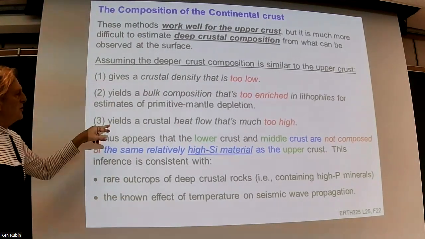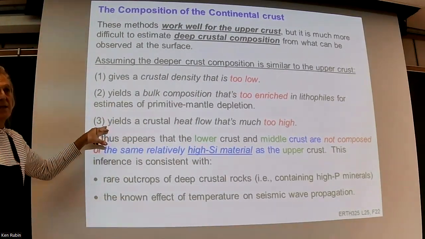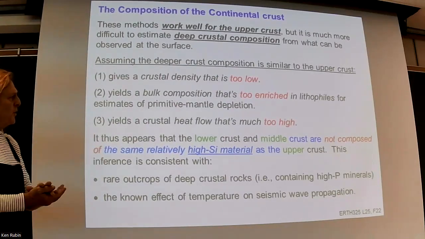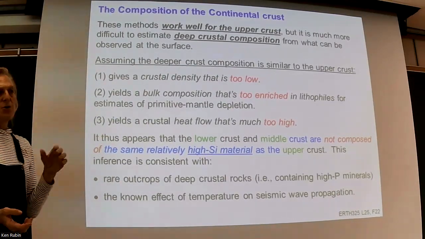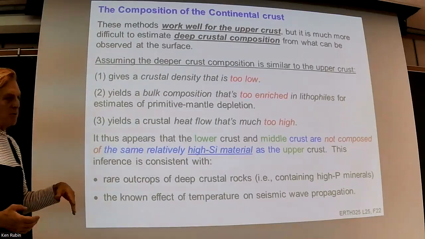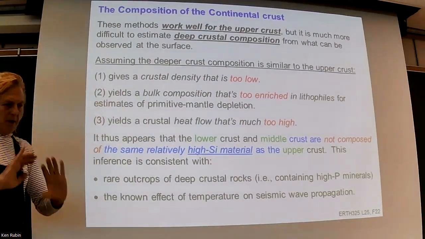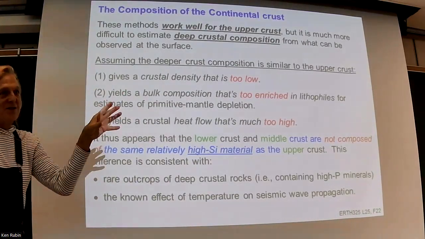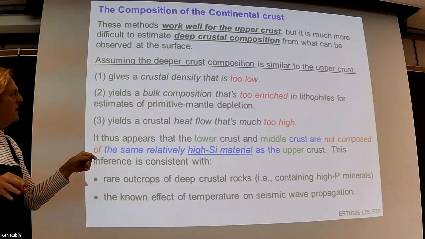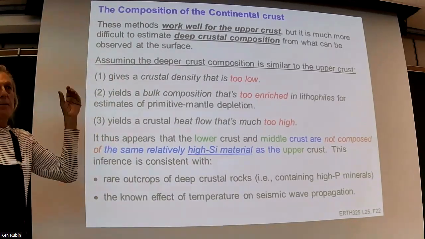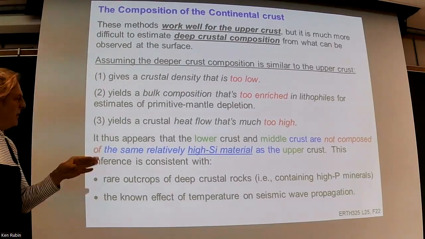And it has too much thorium and uranium and potassium in it, so that would give us too high of a heat flow. So based on these 3 lines of evidence, we think that the lower part of the crust isn't as enriched in all these goodies, all these incompatible elements, as the upper part. The upper part, which we can directly sample, the lower part we can't.